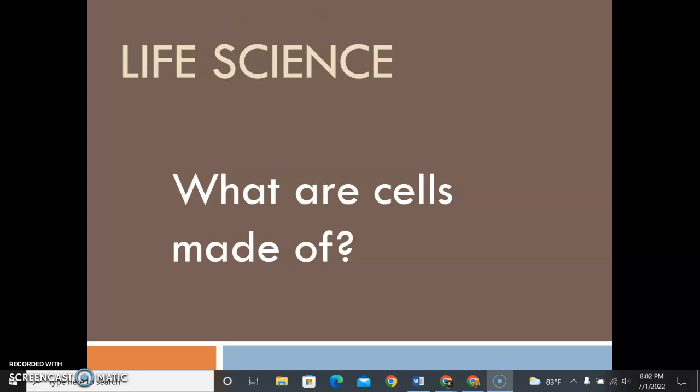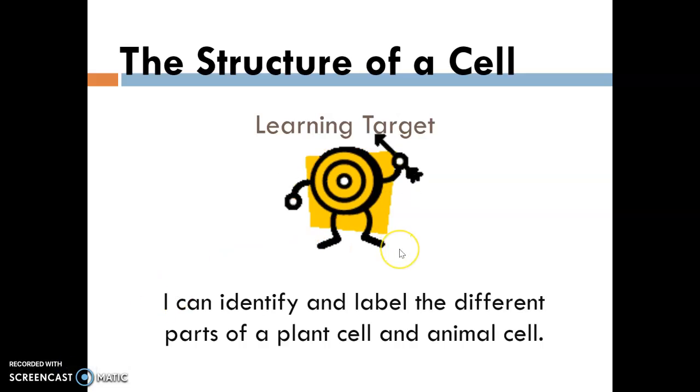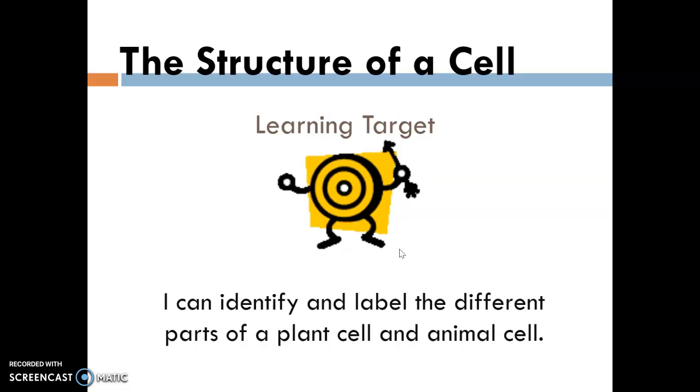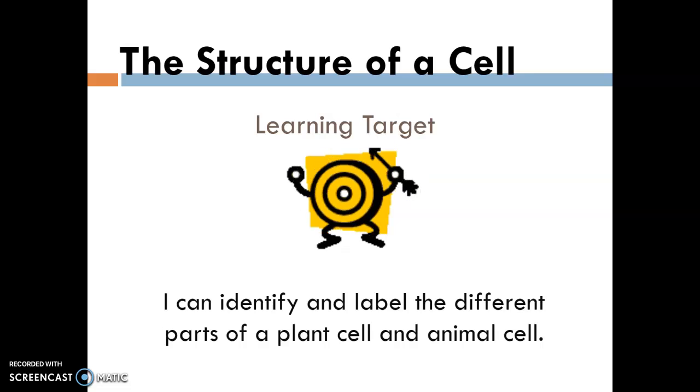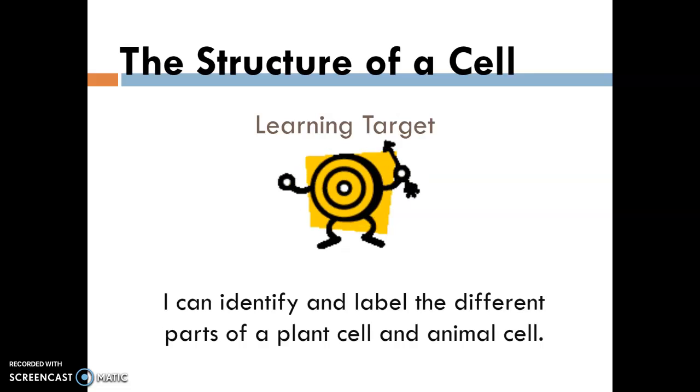So, what are cells made of? So, the structure of a cell, and our learning target is: I can identify and label the different parts of a plant and animal cell.